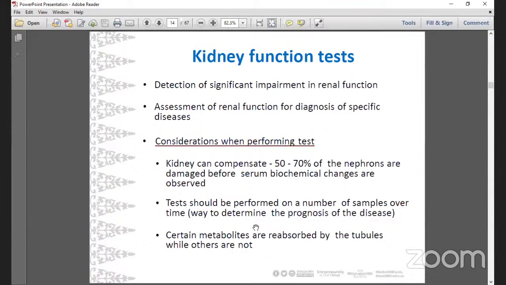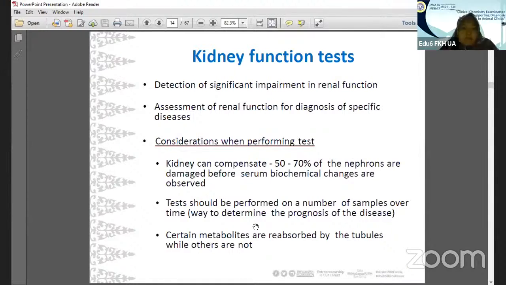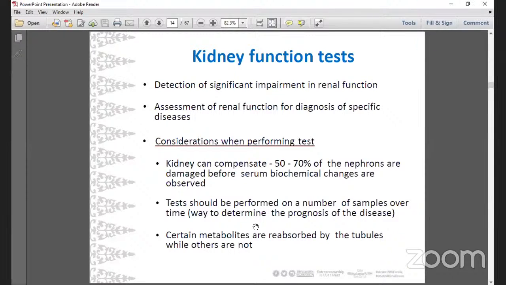There are a few things that we should consider when we perform the kidney function test. Number one, the kidney can compensate 50-70% of the nephrons before we can observe serum biochemical changes. Number two, tests should be performed on a number of samples over time. That means we have to collect blood samples a few times in order to determine the progression and prognosis of the disease. And one more thing to remember: certain metabolites can be absorbed by the tubules, while other metabolites cannot be absorbed by the tubules.